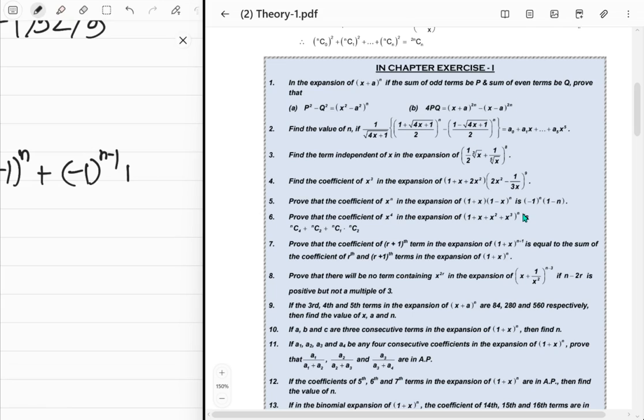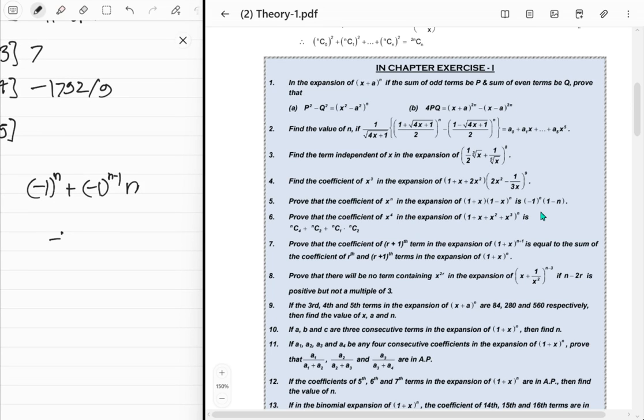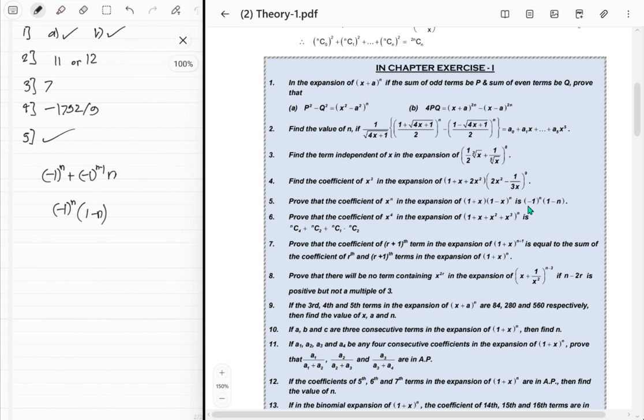This will be our coefficient. Okay, so negative 1 power n common, and then you've got 1, and then negative 1 power negative 1, sorry, which is supposed to be negative 1. So negative n. There we go. Negative 1 power n, and that times 1 minus n. So this is just a proof question. It's done.